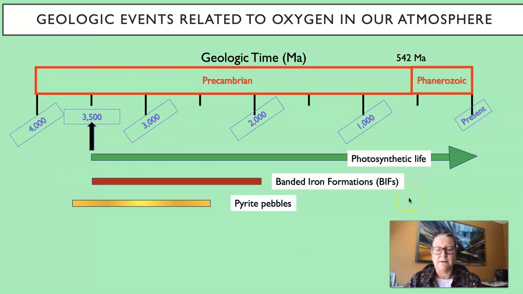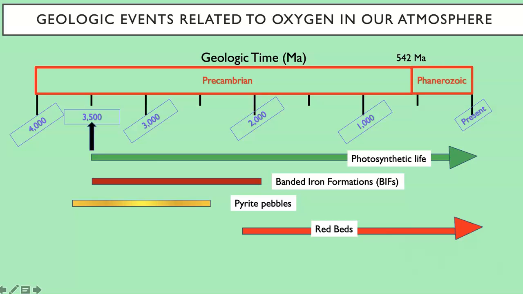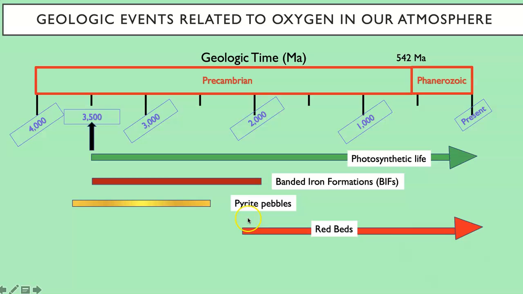Let's go to the next piece of evidence. This is a piece of evidence that tells us oxygen came into the atmosphere. And these are known as red beds. Red beds, like they sound, are red rocks. And I'm sure you've seen these if you've driven around the western US at all. These are sedimentary rock units, which we'll learn about later in the class, that have turned red because iron-bearing minerals have oxidized, which means rusted, in the presence of atmospheric oxygen. And this has only happened since oxygen's been available in the atmosphere. So red beds only came on the scene about 2 billion years ago.